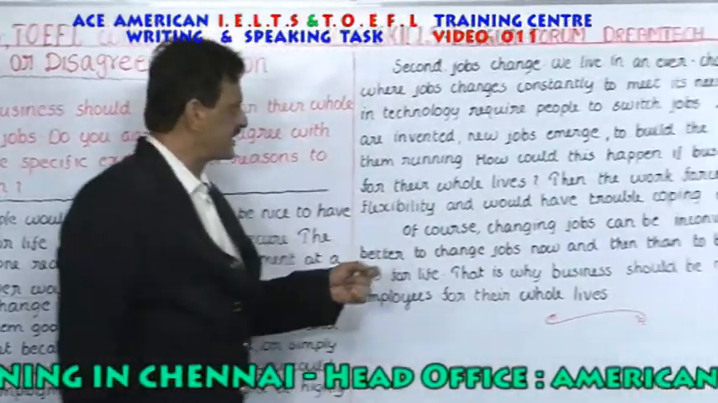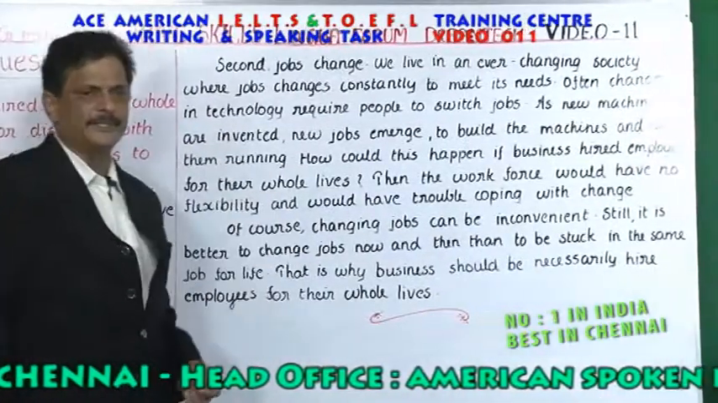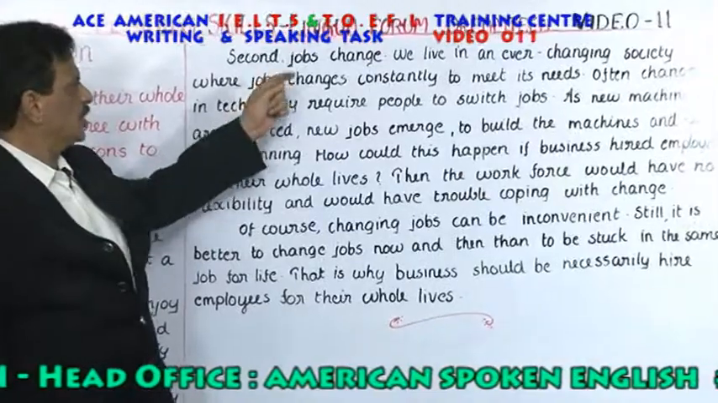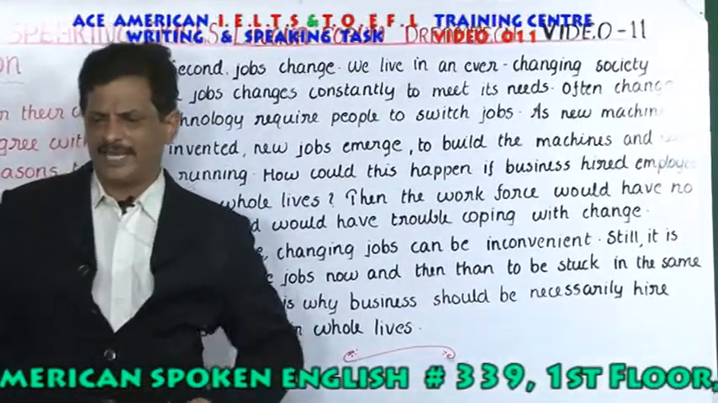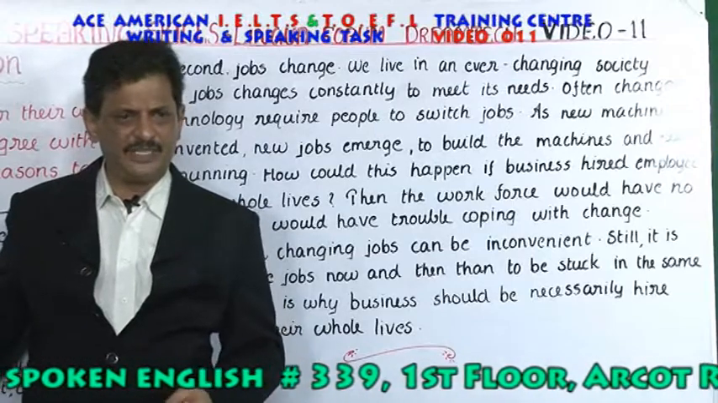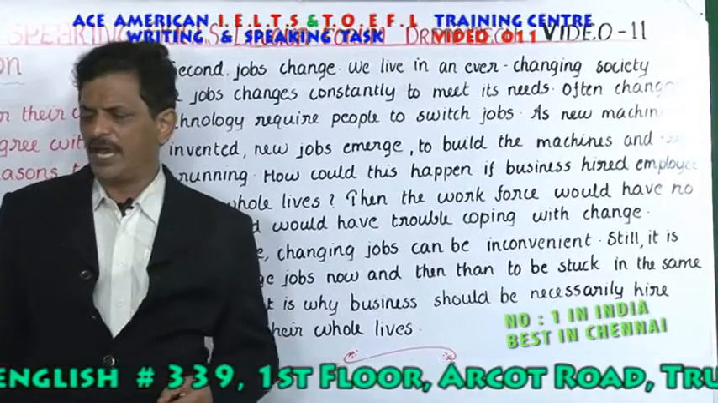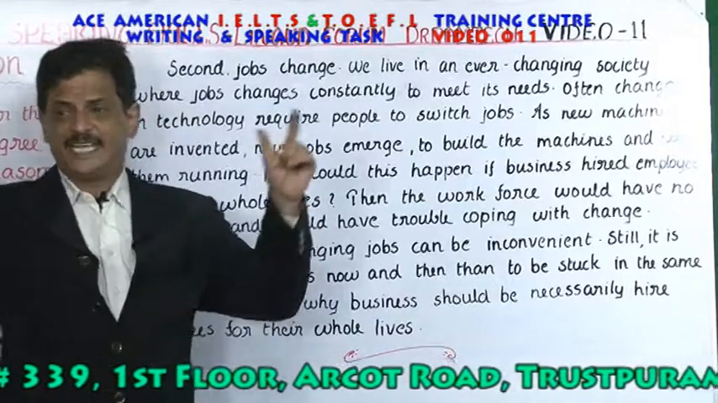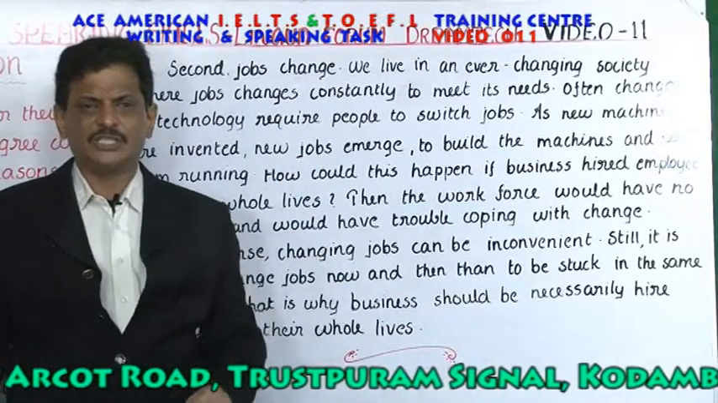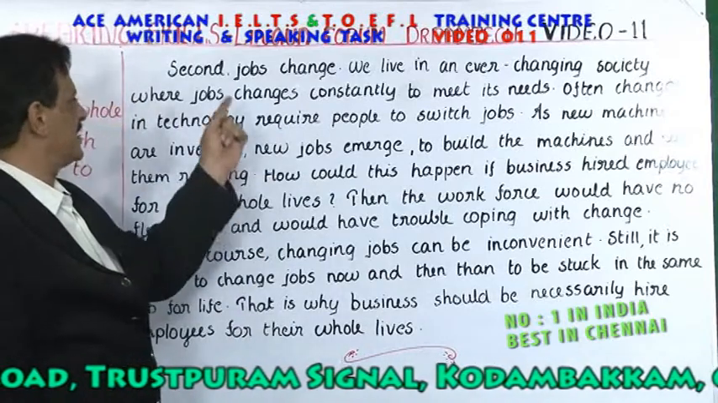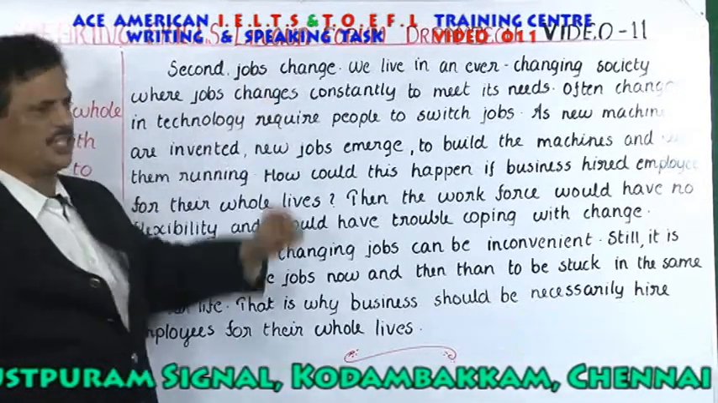And second, in the third paragraph, second, jobs change. First he says the mentality of the employee. In the first paragraph he says the attitude of the employees. In the second paragraph he generally says the causes for the employees to change their attitude. What is that? Second, jobs change, isn't it, sir?